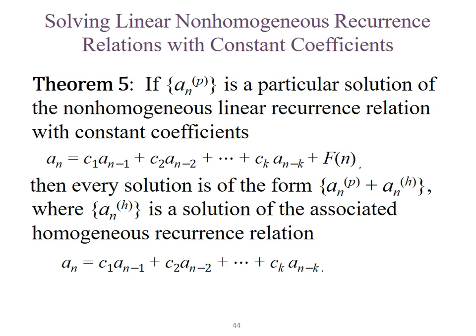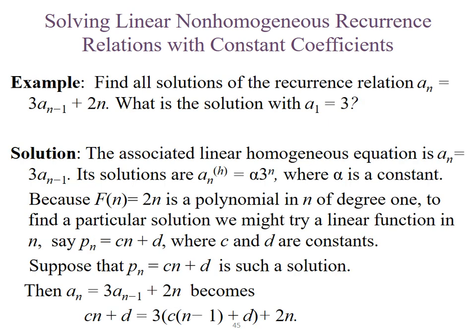So we have seen this in our previous theorem. Next, let's see this example. Find all solutions of the recurrence relation a_n = 3a_(n-1) + 2n with the initial condition a_1 = 3. Clearly this is a linear non-homogeneous recurrence relation. It uses the previous term a_(n-1) with f(n) = 2n.